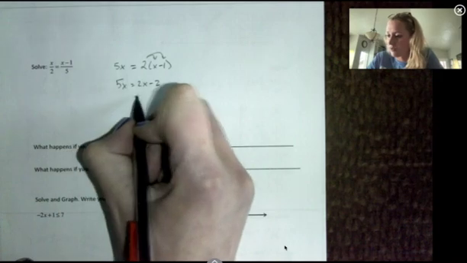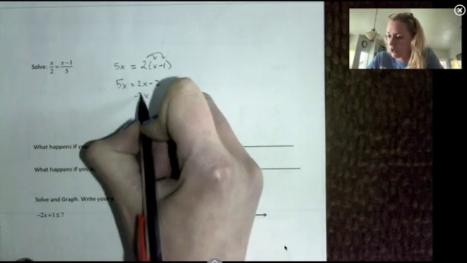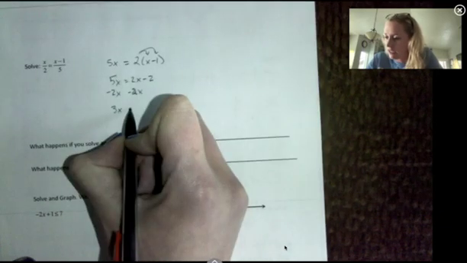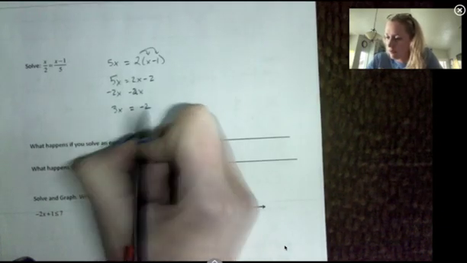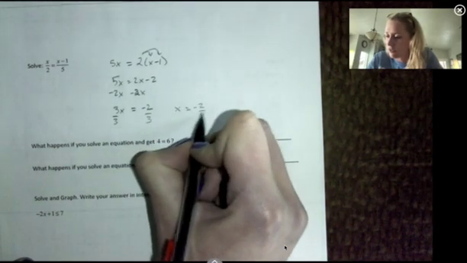So first I'm going to get them all on the same side. So I'm going to subtract 2x, not 3x. So I get 3x is equal to negative 2 divided by 3. So x equals negative 2/3 is our solution.